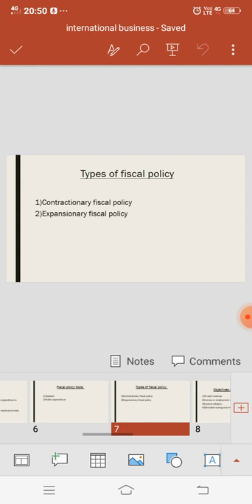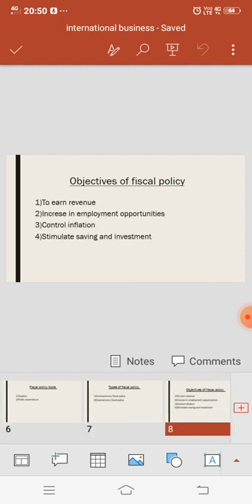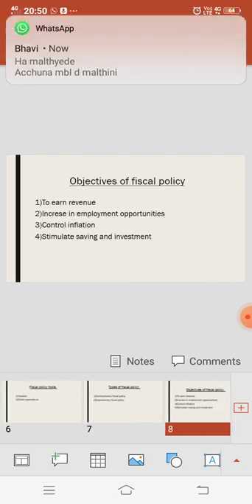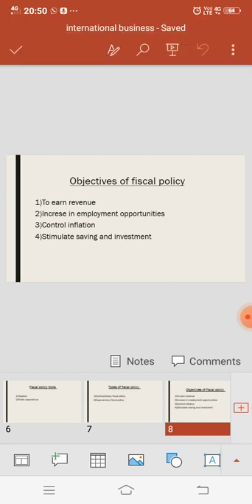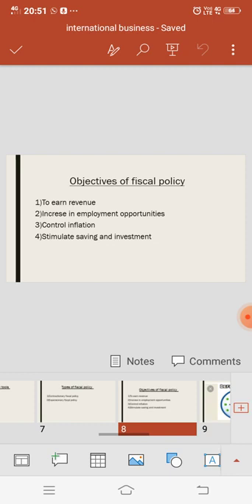Next, objectives of fiscal policy. The main objective of fiscal policy is to earn revenue. Next, to increase employment opportunities. A lot of investment has been made by the government on infrastructure. It will help to increase employment opportunities. Another main objective of fiscal policy is to control inflation. Fiscal policy helps to control inflation in the economy.